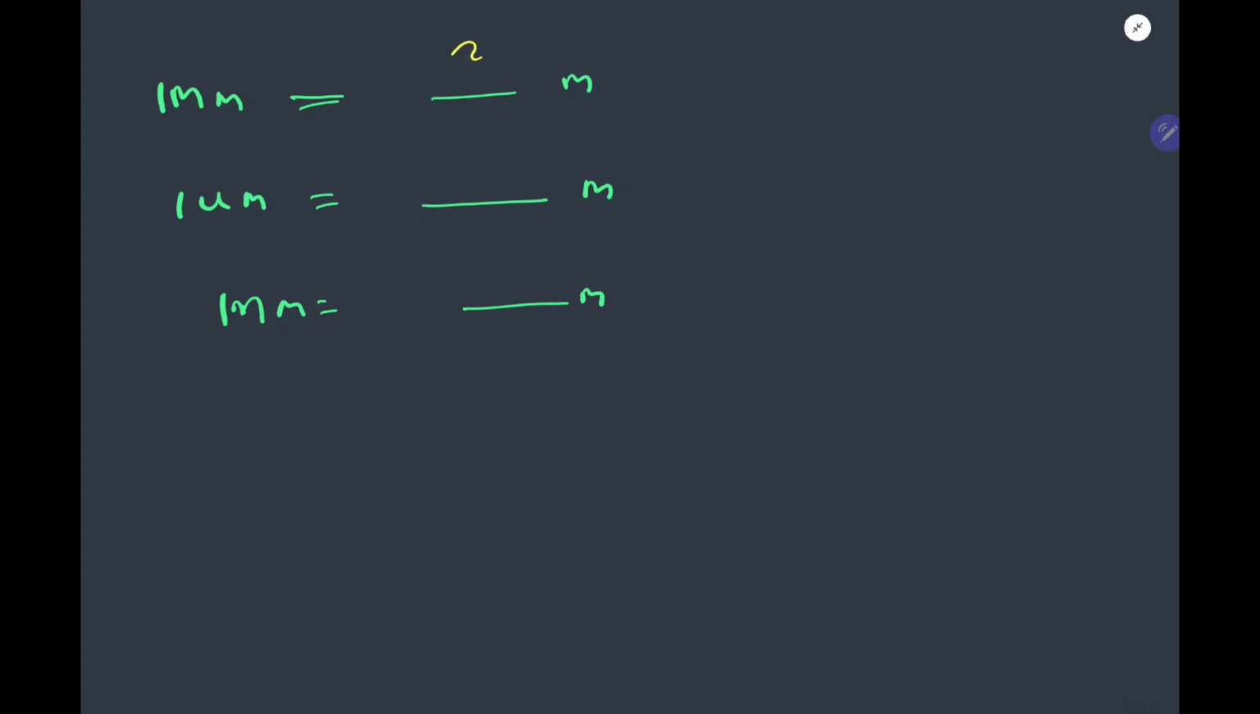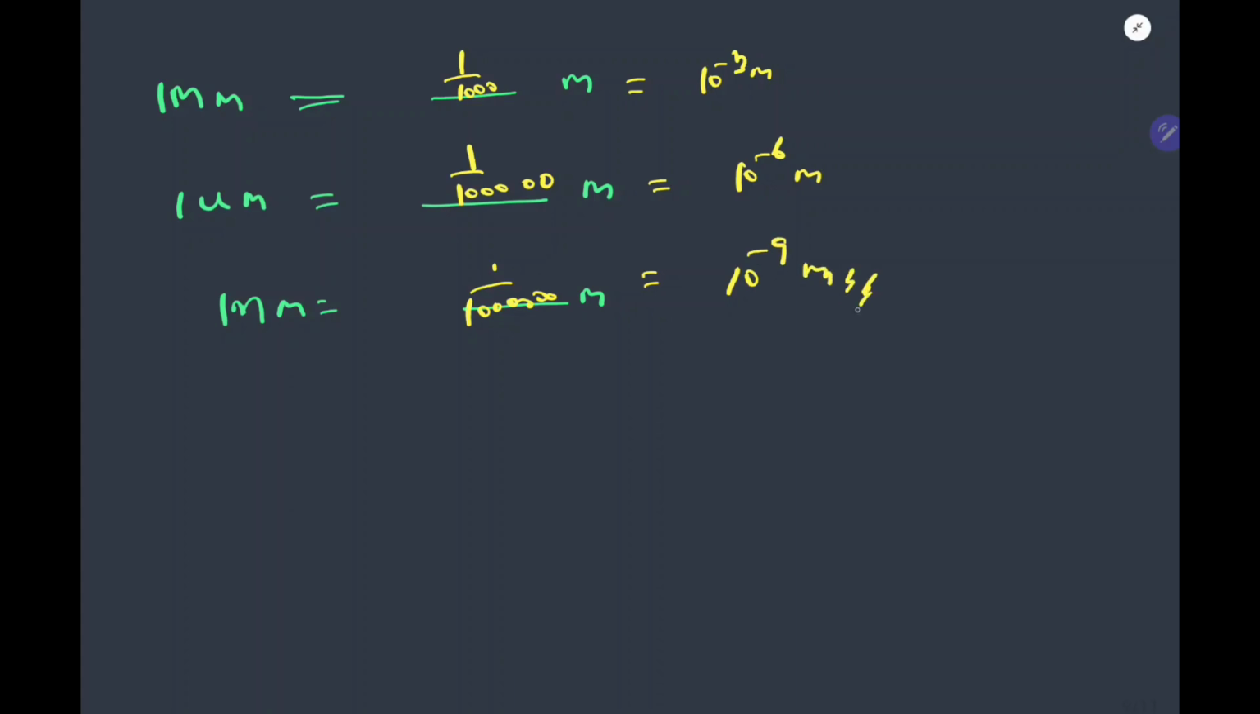1 millimeter is equal to 1 by 1000, so the final answer is 10 power of minus 3 meters. 1 micrometer means 1 by 6 zeros, that means 10 power of minus 6 meters, and 1 nanometer is equal to 1 by 9 zeros, that means 10 power of minus 9 meters. So these are the simple answers. This is the conversion for you.